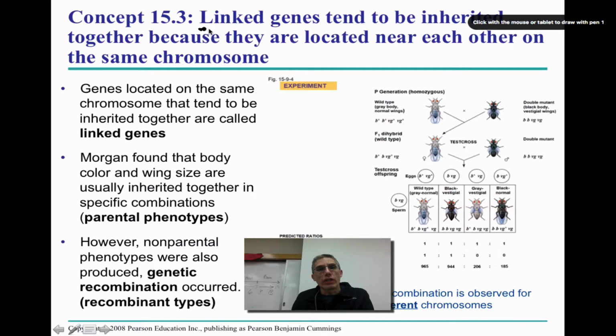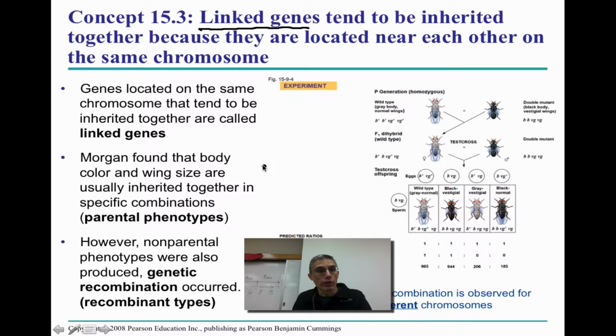Now, linked genes tend to be inherited together. So we're going to continue the idea of these linked genes, but not necessarily sex-linked. They can also be autosomal as well. But I want you to keep in mind that they do tend to be inherited together because they are located near each other on the same chromosome.